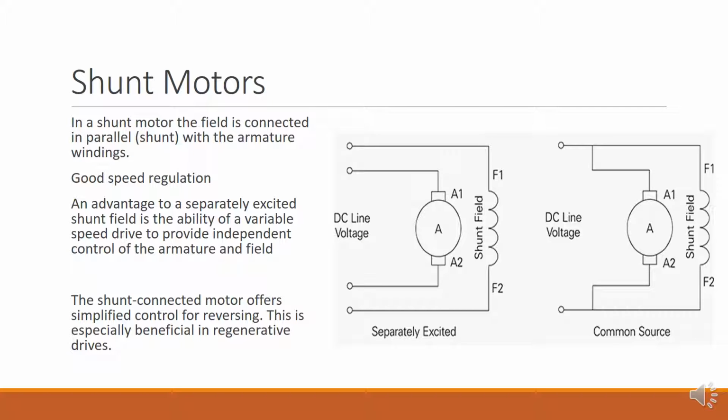In a shunt motor, the field is connected in parallel with the armature windings. The shunt-connected motor offers good speed regulation. This field winding can be separately excited or connected to the same source as the armature. An advantage of a separately excited shunt field is the ability of a variable speed drive to provide independent control of the armature and field. The shunt-connected motor offers simplified control for reversing. This is especially beneficial in regenerative drives.